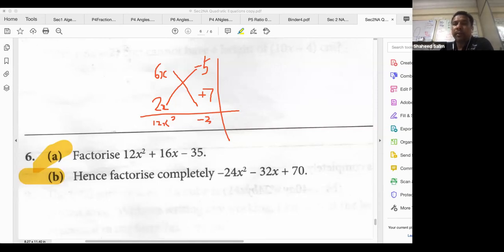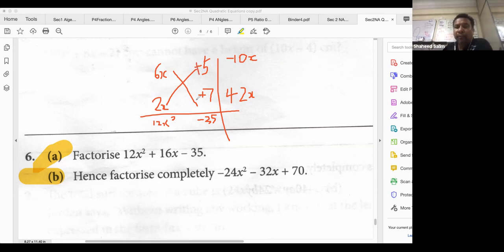So now 6 times 7, 42x, positive. 2 times 5, negative 10x. 42 minus 10 gives you 32x. So that cannot work. So now we do the other way around.